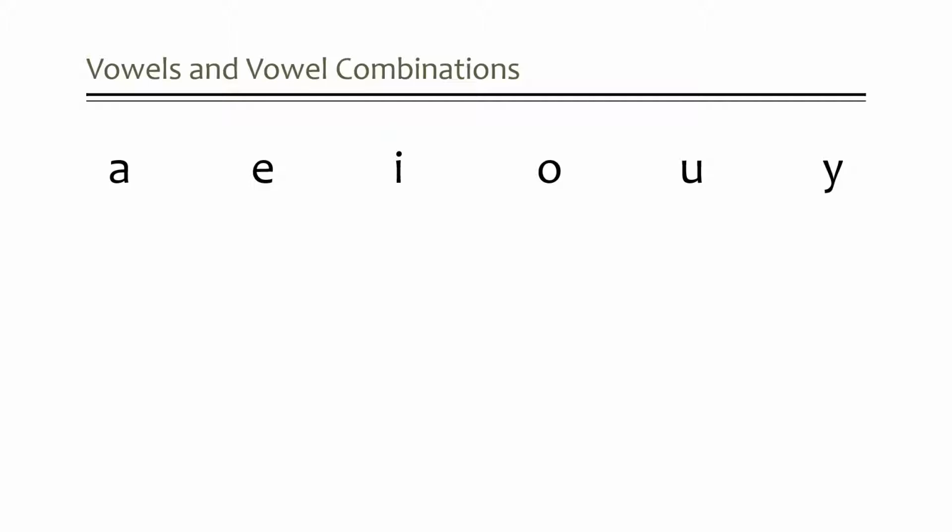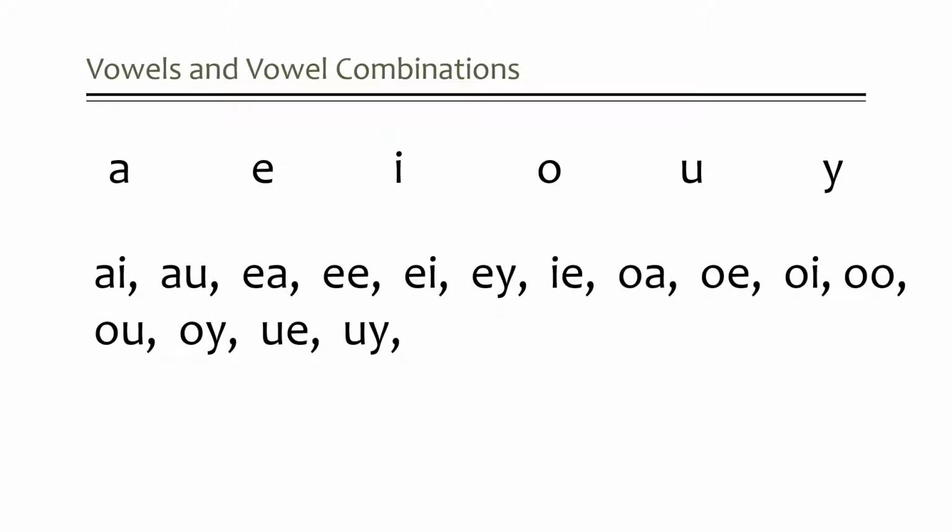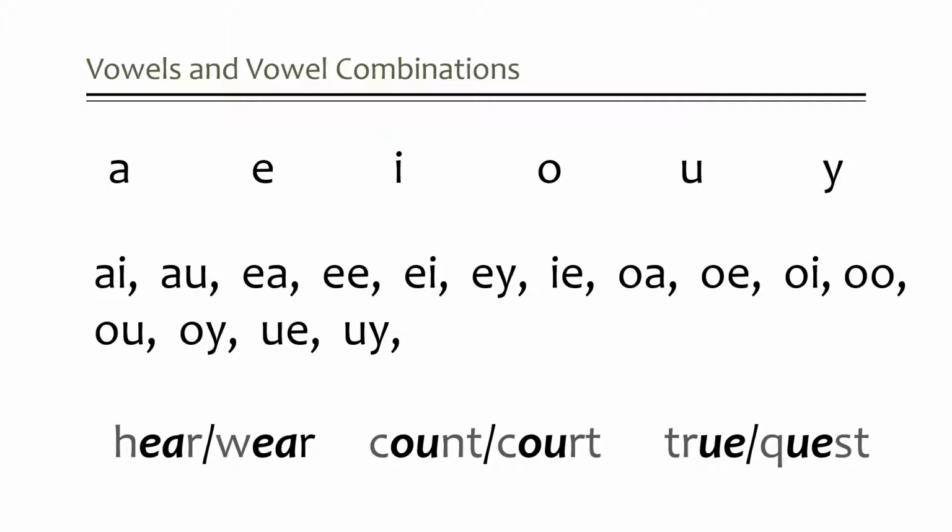But wait. In the English language, vowels are often combined with other vowels to form new vowel sounds. Here are 15 of those combinations. But it can be even more complicated than that in English, because some vowel combinations can have different pronunciations. In other words, EA could be here or where. OU could be pronounced count or court. UE could be true or quest.